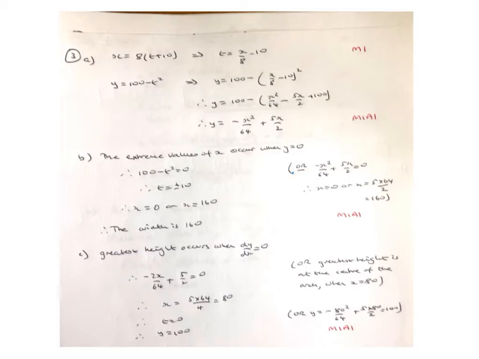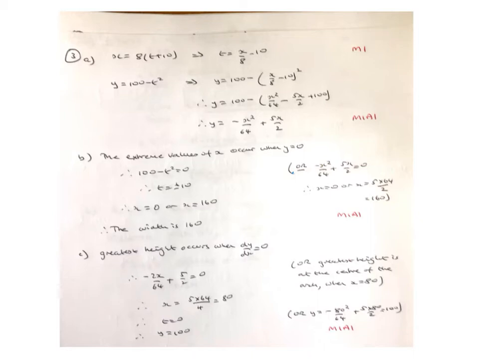There's an alternative way of doing that. It's where the y part of this expression equals 0, so we could just solve where that equation equals 0. It's where y is 0, solve that equation, and we get the same answers, 0 and 160. Now the greatest height occurs where dy by dx is 0, it's like a turning point. So it's at the turning point here, so that's where dy by dx equals 0.